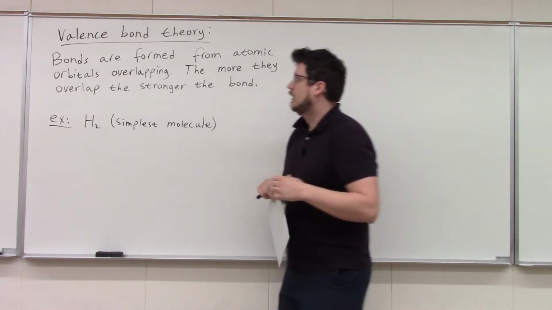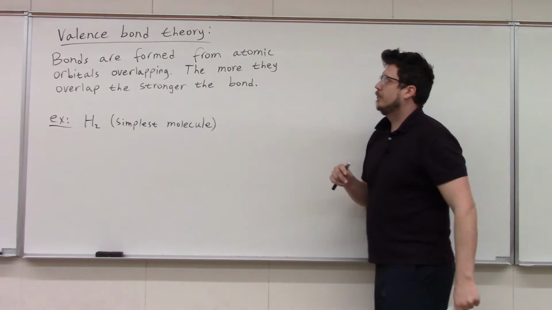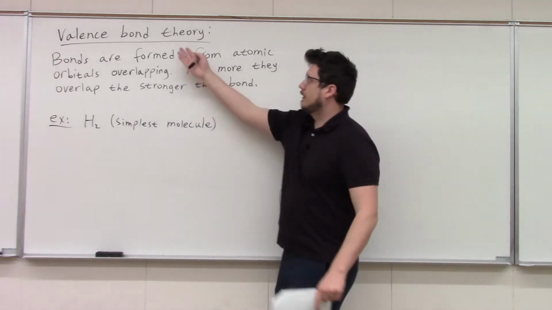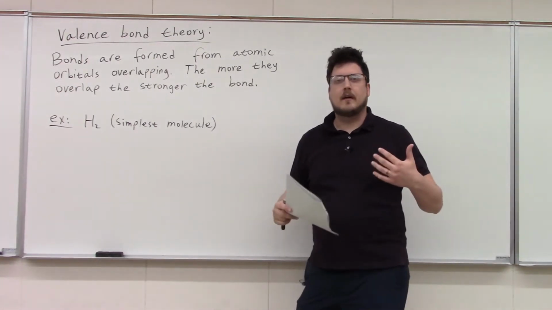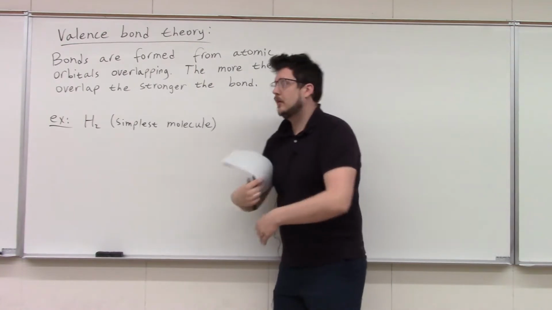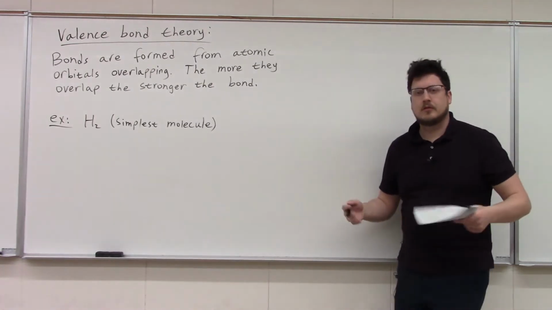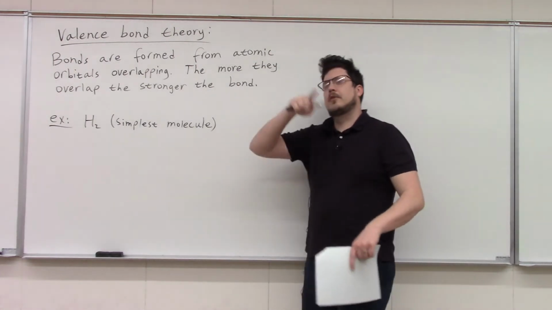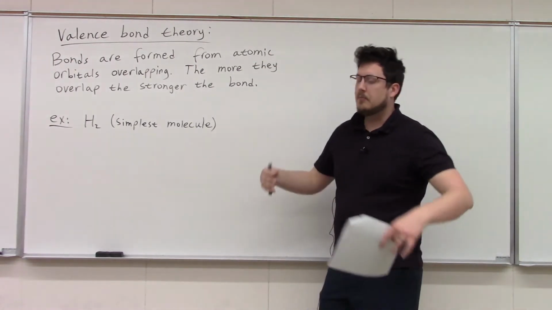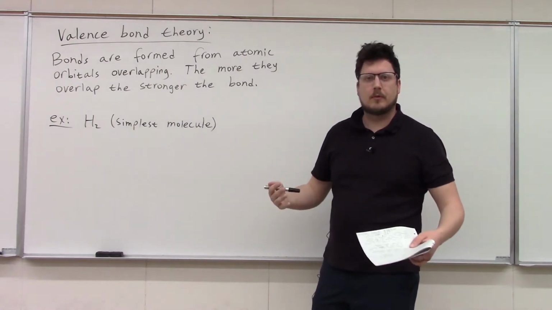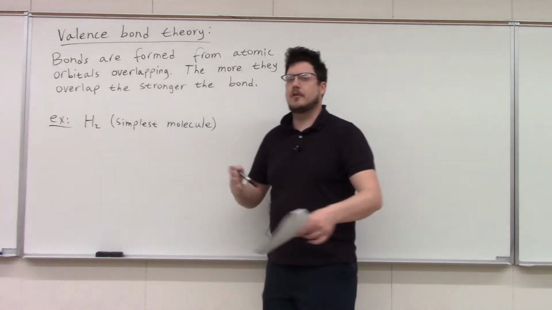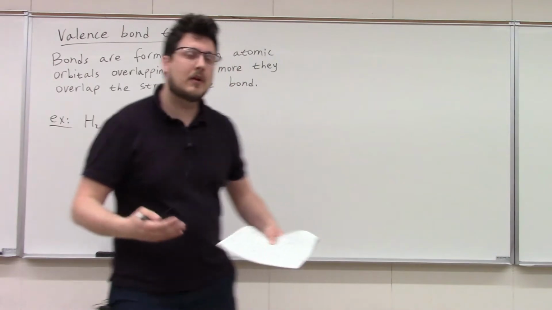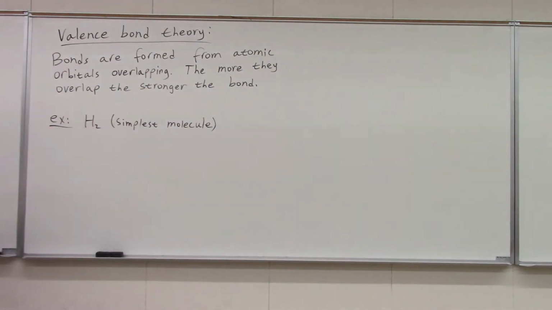So the idea that we're going to present first is called valence bond theory. This is just the idea that chemical bonds are overlaps between atomic orbitals. So that shared space between the overlap of two atomic orbitals is where the shared electrons will be. And the more they overlap, the stronger the bond is going to be because there's more space for those electrons to be shared in. That should be more stable. So that's the idea behind valence bond theory.